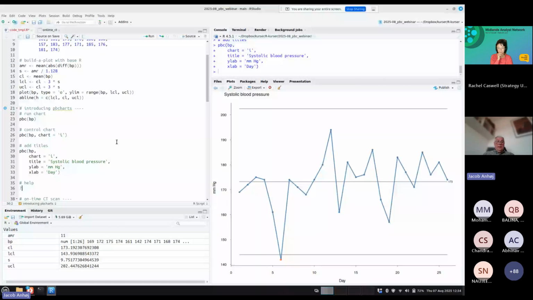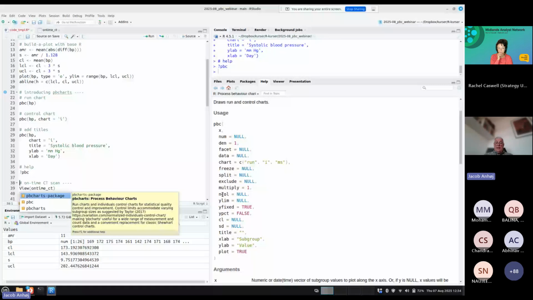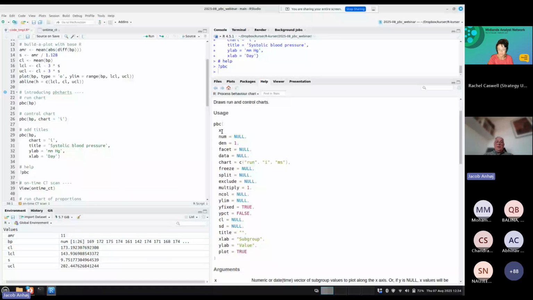Let's look at the help file. There are lots of arguments you can use to modify the chart, but the simplest use, the only mandatory argument, is this x argument. If you only provide an x argument, that would be the data to be plotted. If you provide the numerator and the denominator argument, the x argument would be plotted along the x-axis. Let's show this in a demonstration.